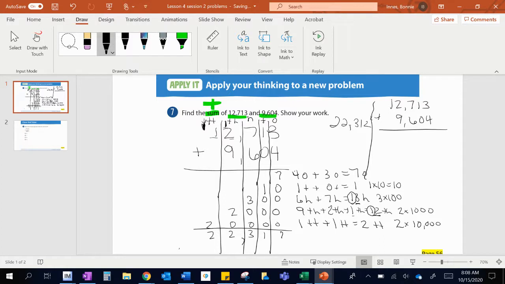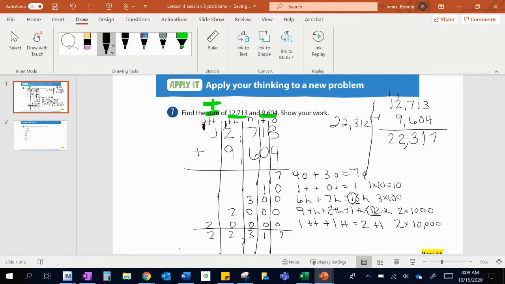4, I start my ones place again. 4 plus 3 is 7. Go to my tens. 1 plus 0 is 1. Go to my hundreds. 7 plus 6, we know that's 13. And regroup my 1 in the thousands. 9 plus 2 in my thousands. 11 and 12. Regroup my 10,000s. And in my 10,000s, I have 2.